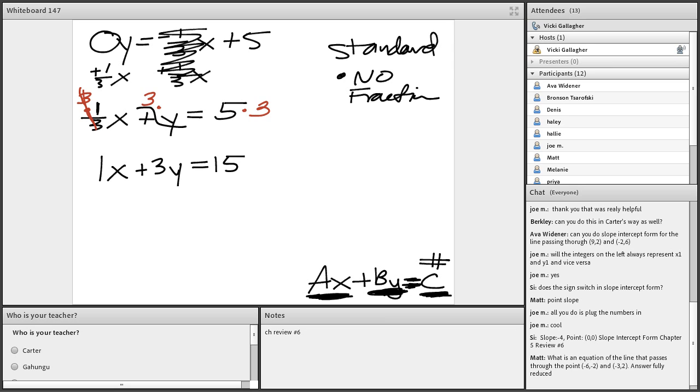The second rule for standard form is that the first number has to be a positive number. And we are not breaking that rule. The first number is positive, and so I'm ready to say that this is my final answer. And again, the 1 does not need to be in front of the x. You could just write x plus 3y equals 15, and that would be okay.